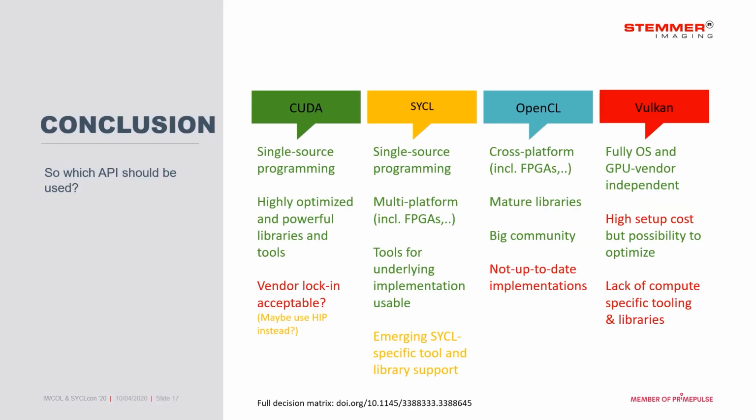So to conclude, I can't tell you which API you should use, but here are some of the most important metrics that I think you should consider. Also, there's a link to the full abstract on the bottom of the page where you find a decision matrix with some number quantification of those metrics.